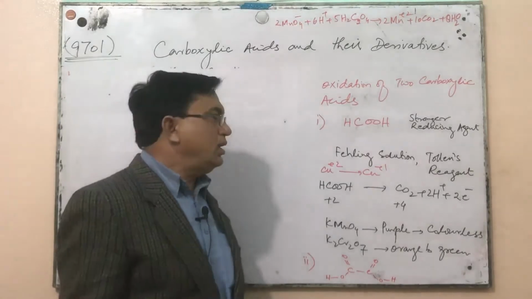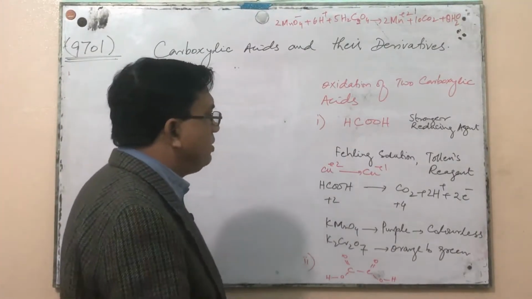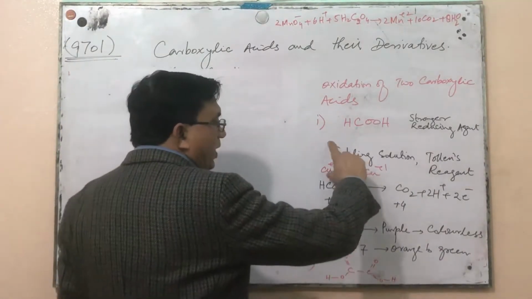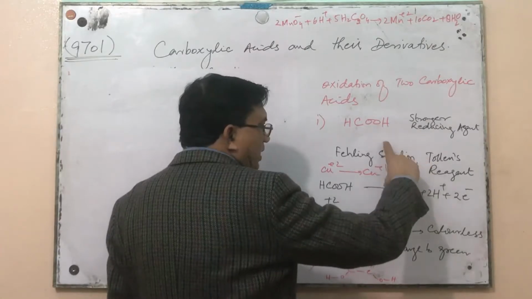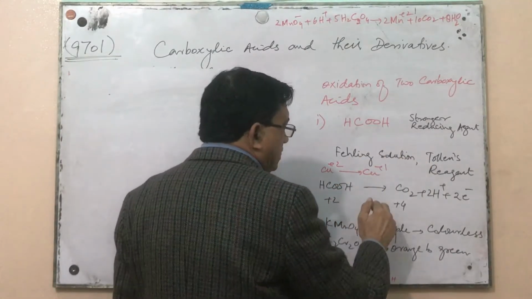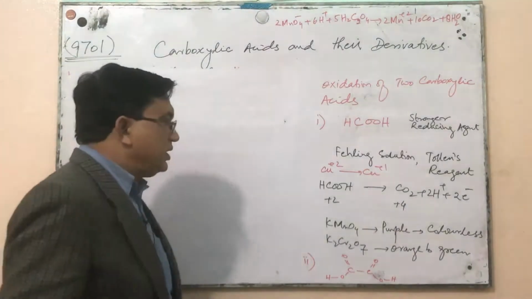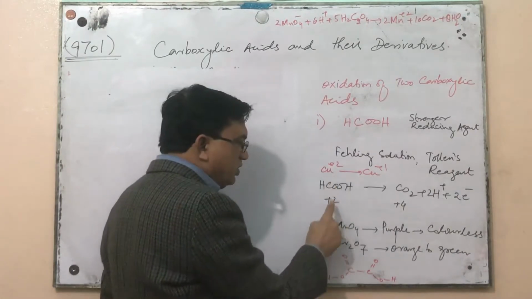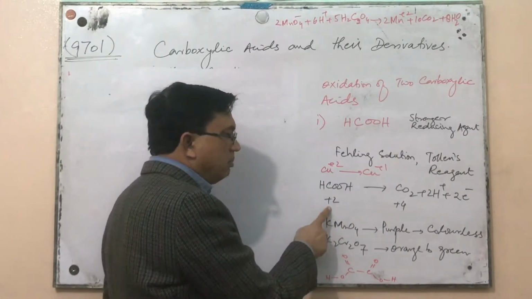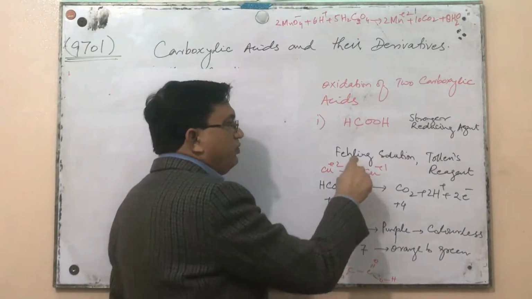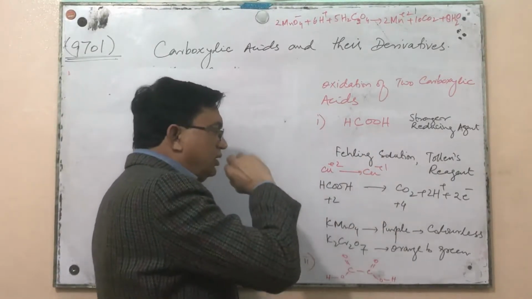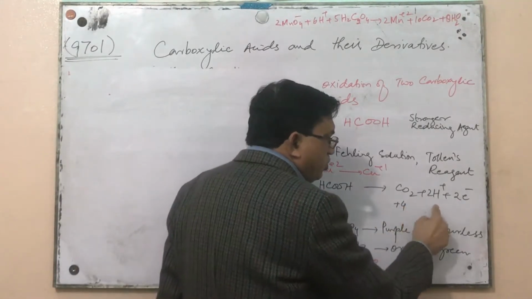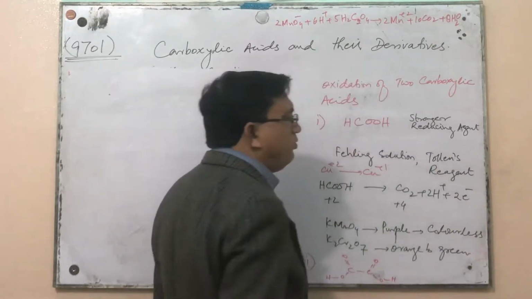This is Fehling solution A and Fehling solution B, in which sodium potassium tartrate is also present. When we treat Fehling solution with methanoic acid, it can easily be oxidized. This equation indicates that in methanoic acid the oxidation state of carbon is positive 2, but after the reaction with Fehling solution or Tollens reagent, it produces carbon dioxide and 2 protons with the removal of 2 electrons.